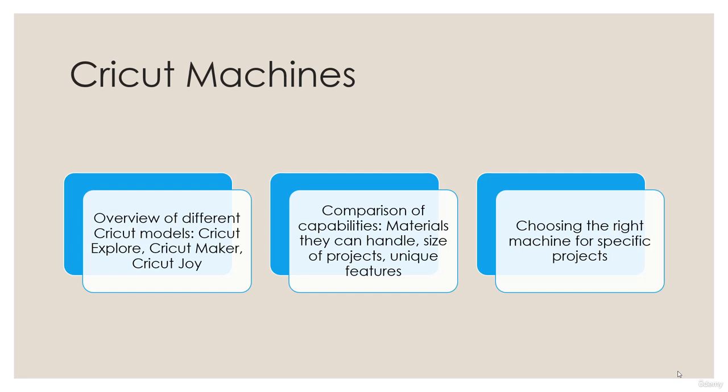Over the years, the Cricut brand has evolved, bringing cutting-edge technology into the world of crafting. There are several models of Cricut machines, each with its own capabilities. And today, we're just going to look at the three most commonly used: the Explorer, the Maker, and the Cricut Joy. Each has unique features designed to cater to a range of crafting needs.